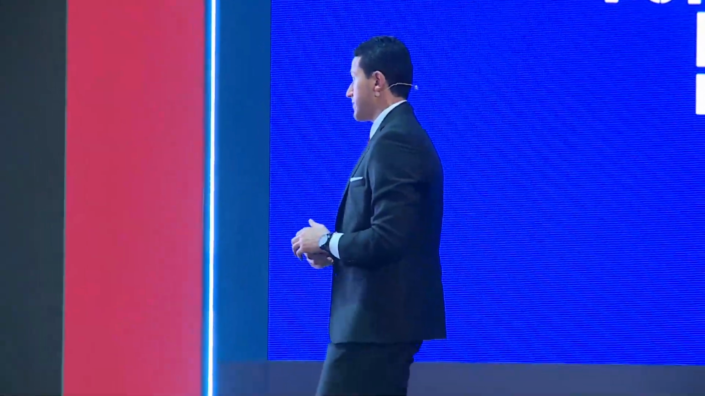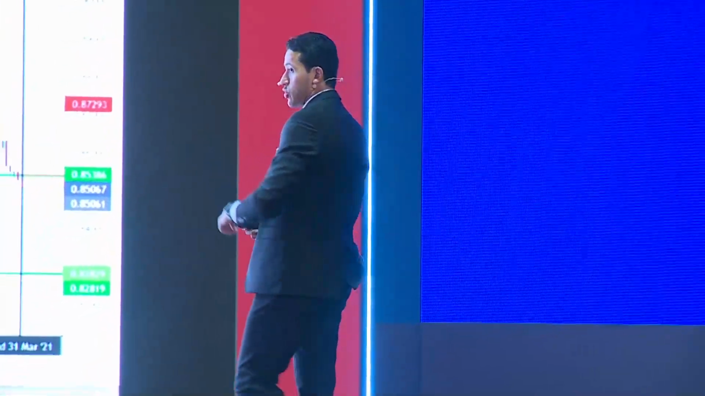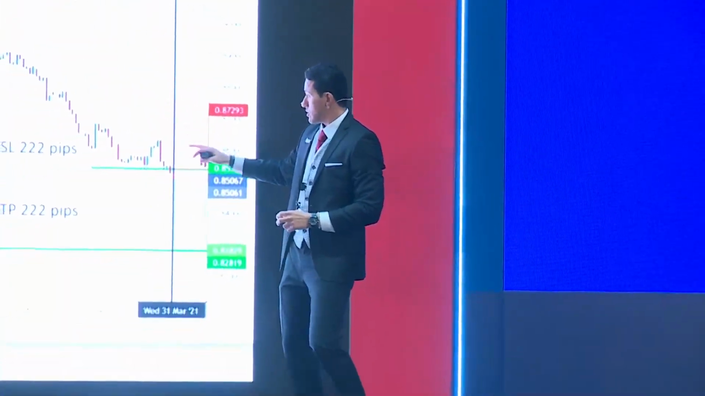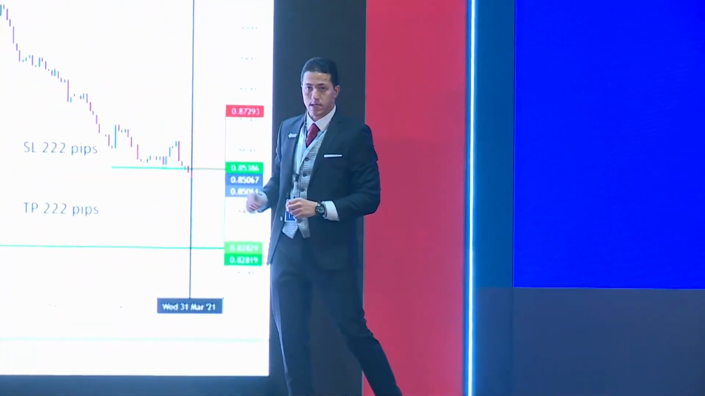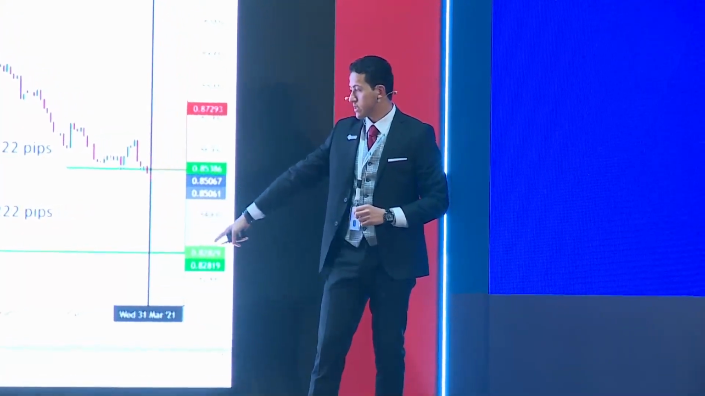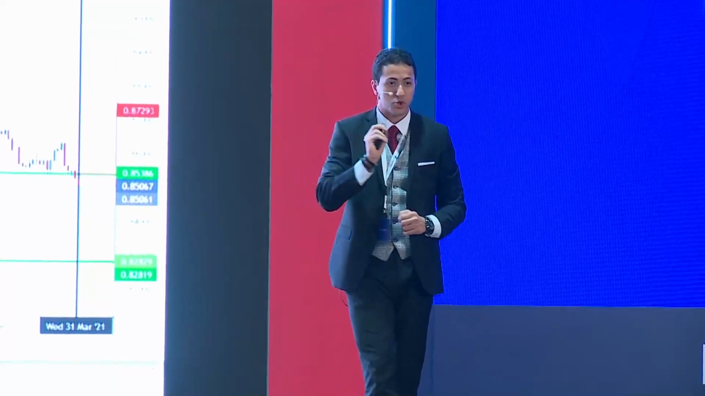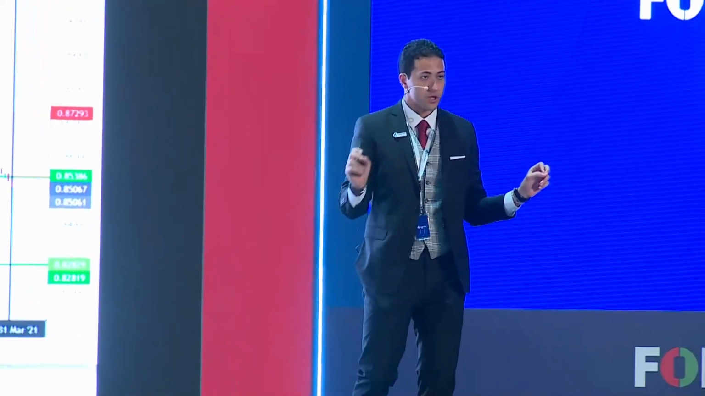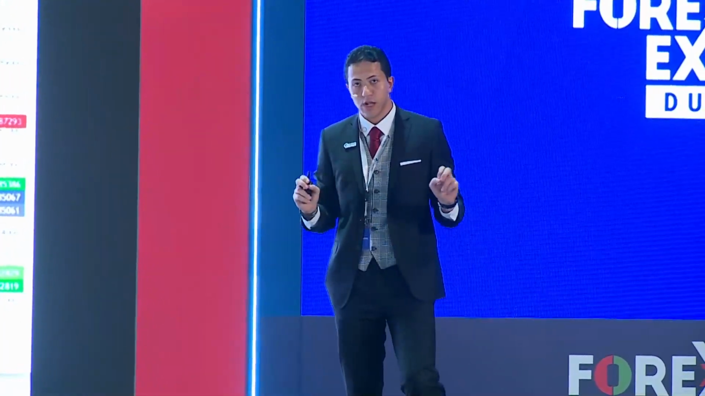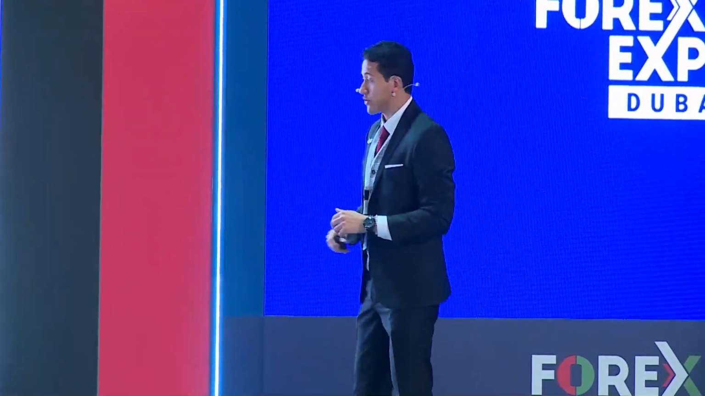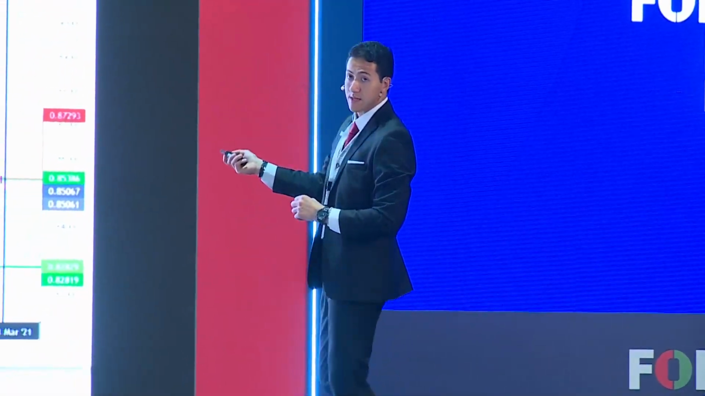This is what happens. This is a stop loss of around 222 pips. The stop loss is just above the recent high, and your target is just the following support. You do have 222 pips for the target and for the stop loss. It provides you with a brilliant one-to-one risk to reward ratio. Let's see how this plays out.